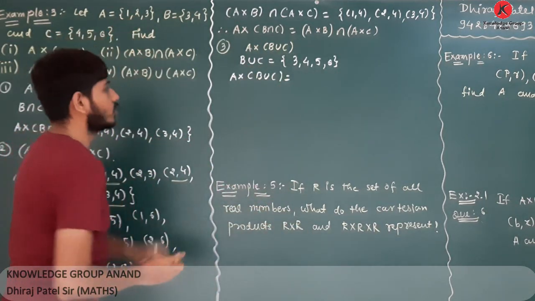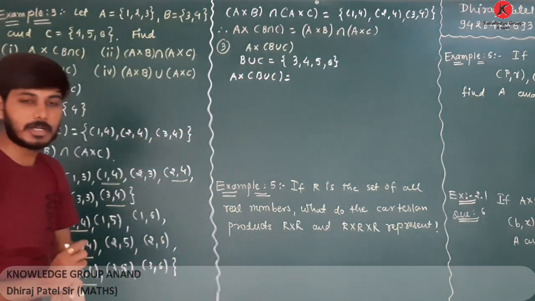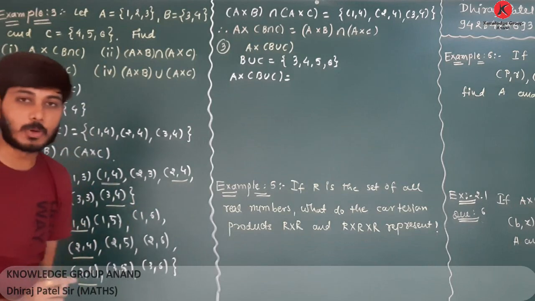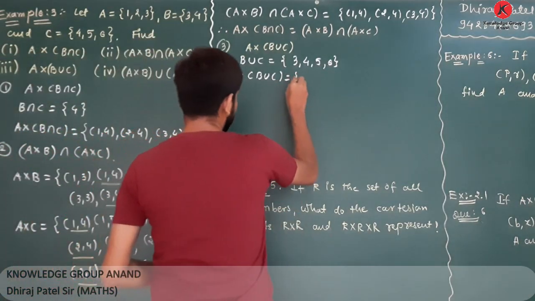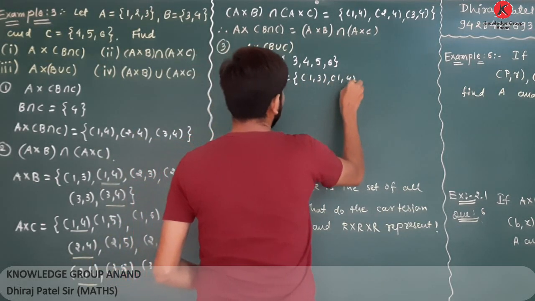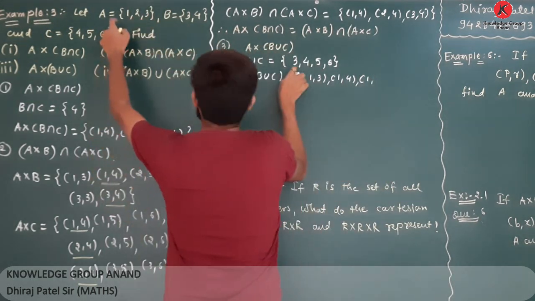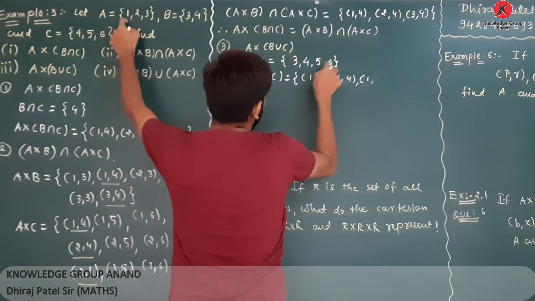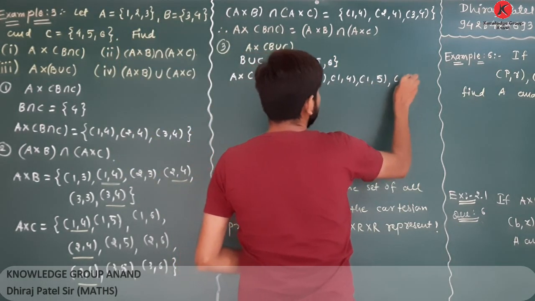In set A, total 3 elements are there. In set B union C, total 4 elements are there. 4 threes are 12 possible pairs. Let's list out the 12 possible pairs. Therefore, we are getting 1 3, 1 4, 1 5, 1 6. Clear? 1 3, 1 4, 1 5 and 1 6 here.